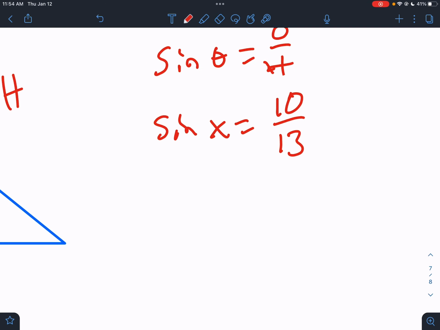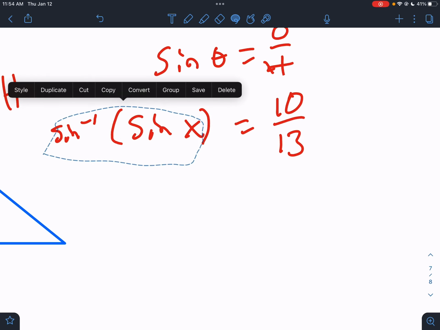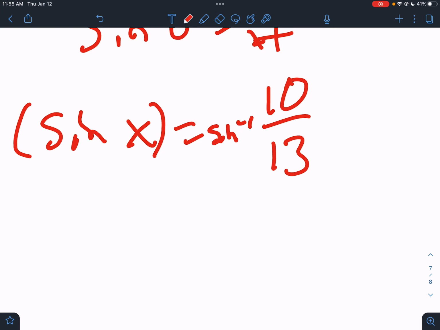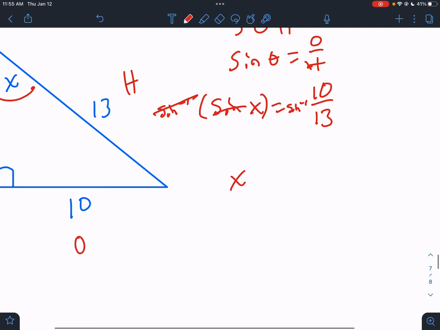It's called inverse sine. We do the inverse sine of both sides. And if you do the inverse sine of one side, you have to do the inverse sine of the other side. What happens is inverse sine cancels out sine. You're left with just x. That's how you get x all by itself. And then you have to type in the inverse sine of 10/13 in this case.